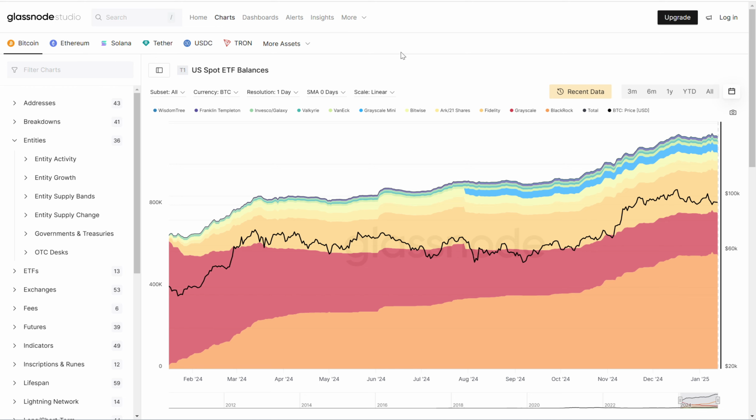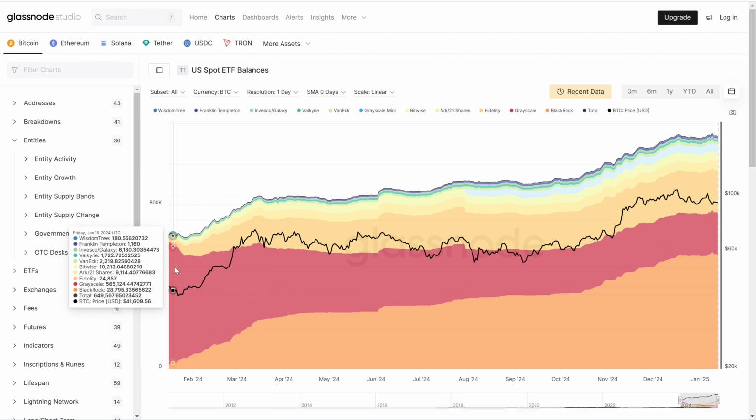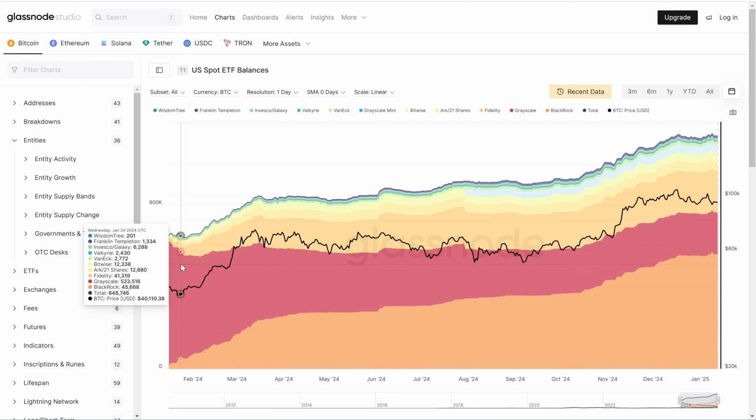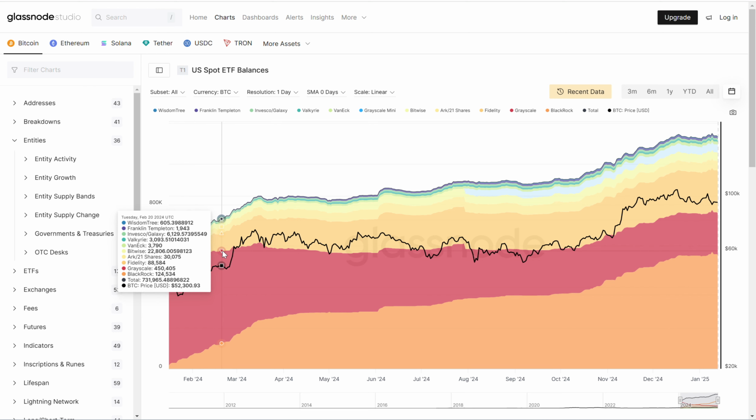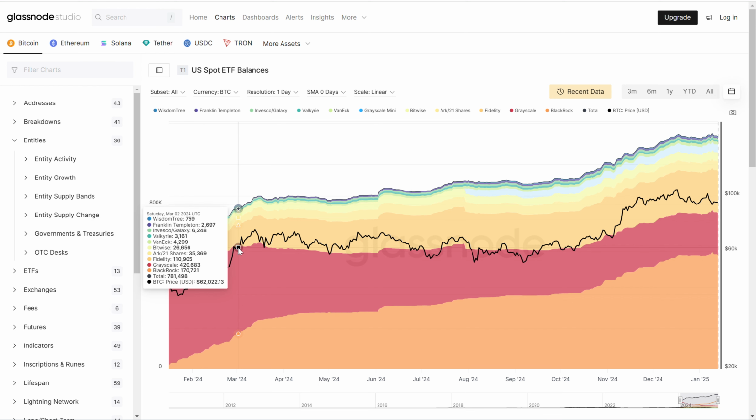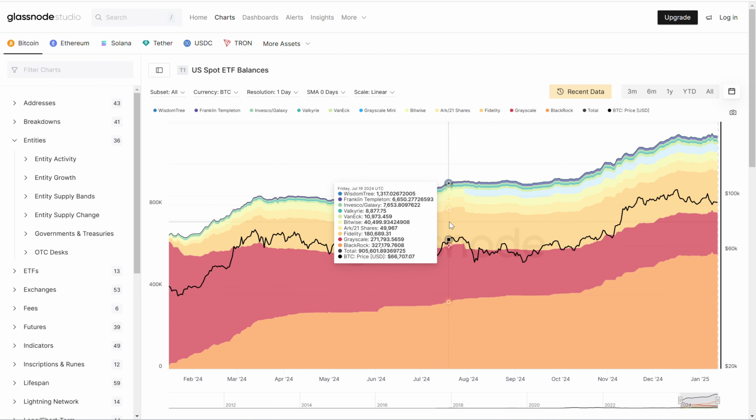Now let's go to this one, it's new. It's new for me, too, and I don't really know how to interpret it, but it's interesting. When you come back here, you can see that Grayscale had the largest share back at the beginning of 2024. This is when the ETFs got approved. And you can see the total quantity of Bitcoin owned by ETFs is 781,000 at 63,000. The price continues to go up.